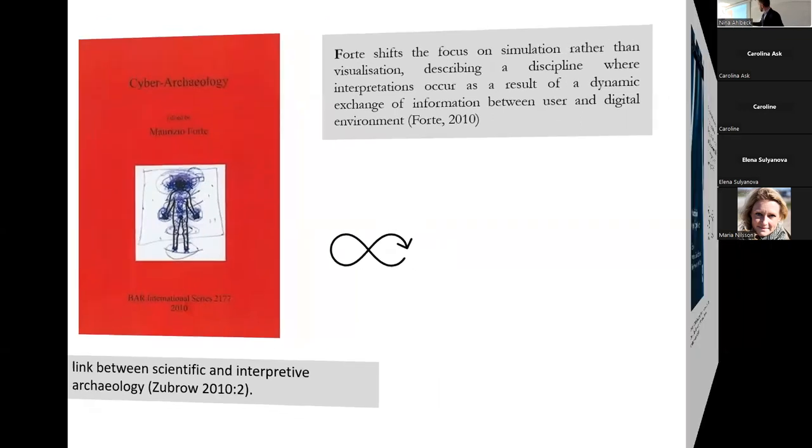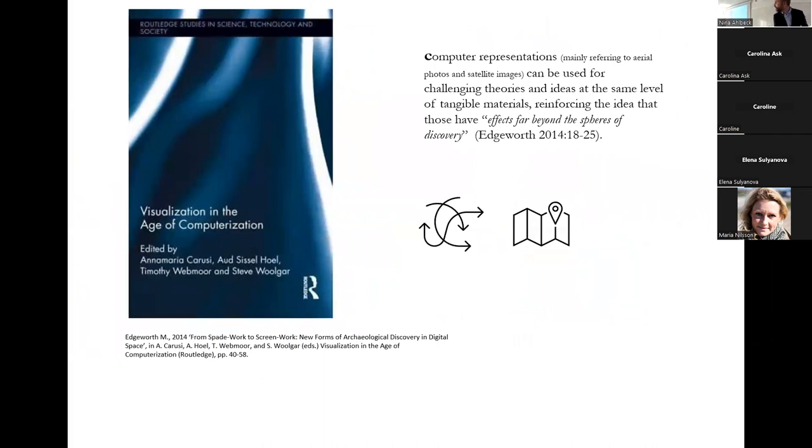My favorite from all the others is actually Matt Edgeworth. He wrote a seminal and very interesting paper titled From Spade Work to Screen Work, where he described the digital domain in archaeology not just as a tool for discovering new information, but as a place for discovery. And this is very important because this is something which I believe art science is also facing at the moment. It's not making an analysis to get the result. The virtual environment is the place where you actually understand that result, which is a very different concept. It's a big shift in many senses.